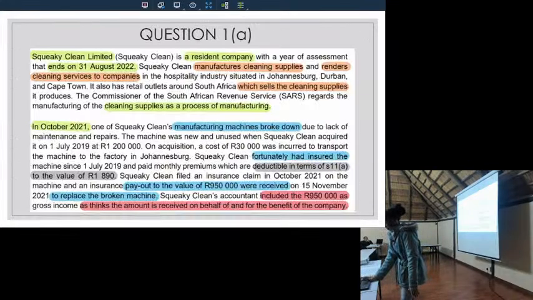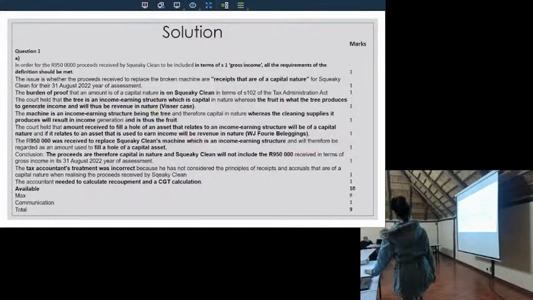Cool. So let's go through the solution, right? Having our exam technique in mind. Are we good? So the first part: in order for the 950 proceeds received by Squeaky Clean to be included in terms of the gross income definition, all the requirements of the definition should be met. State what must happen for an amount to be included in the gross income. We did state that all the requirements of the gross income definition should be met. You don't have to repeat the gross income definition. You'll be wasting time. So don't do that. Right? You get a mark.